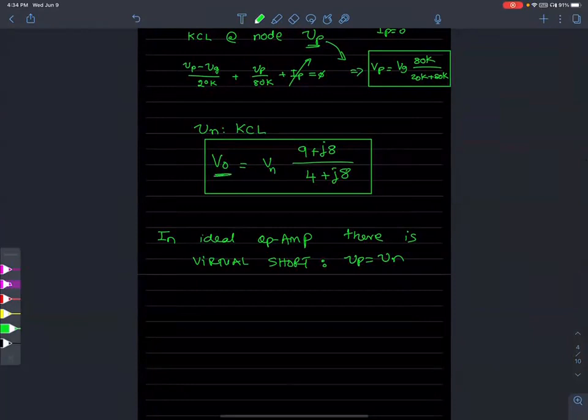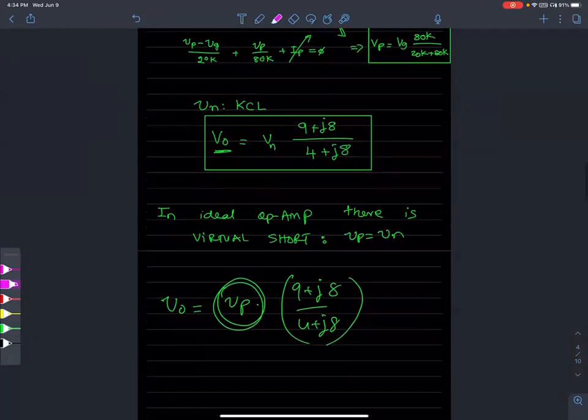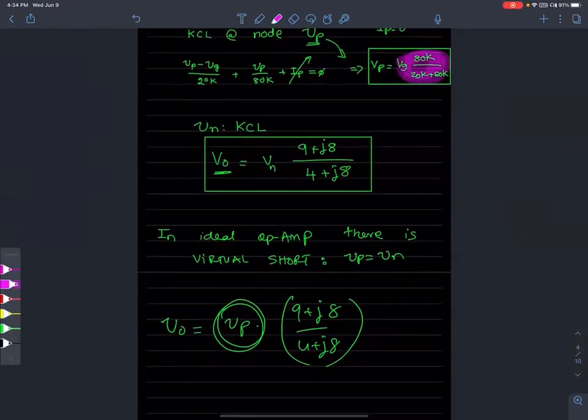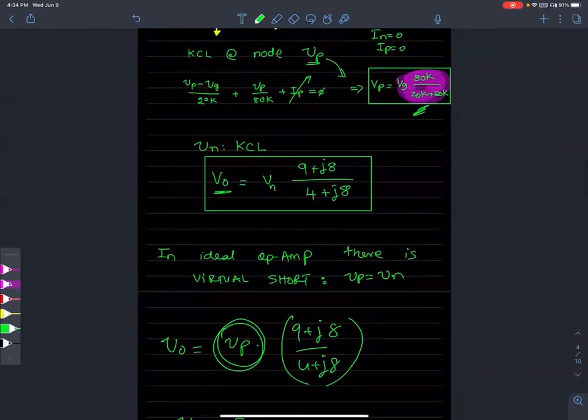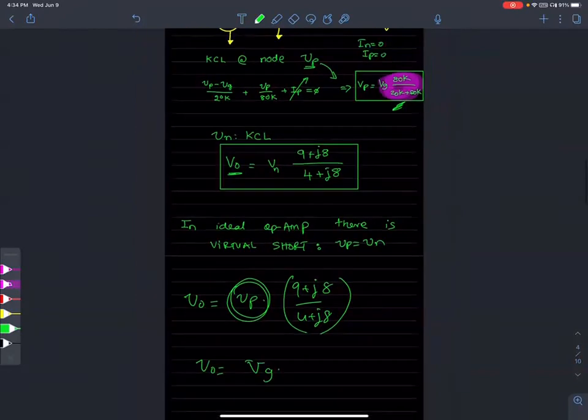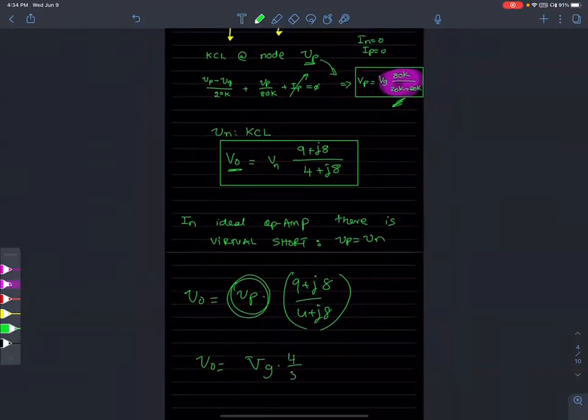Okay, so V output equals VP times (9 plus j8) by (4 plus j8). And in place of VP, I'm going to plug this in. That's simply V output equals VG into, all of that is simply 0.8, 80 by 100, 4 by 5, into this complex number, (9 plus j8) by (4 plus j8).